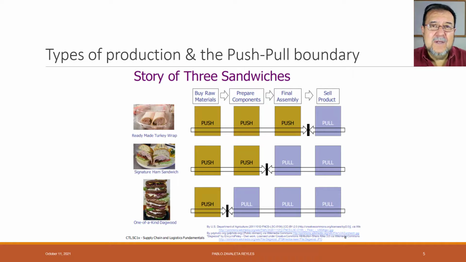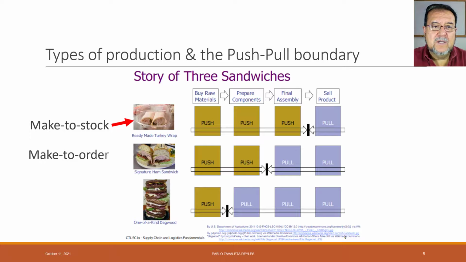So how are all these three known throughout industry? Well, the first one is what is called make to stock. That is, we prepare something and we have an inventory of finished product waiting for our customer to arrive. The second one is make to order. That is, when the customer arrives and places the order, then we produce the final assembly.